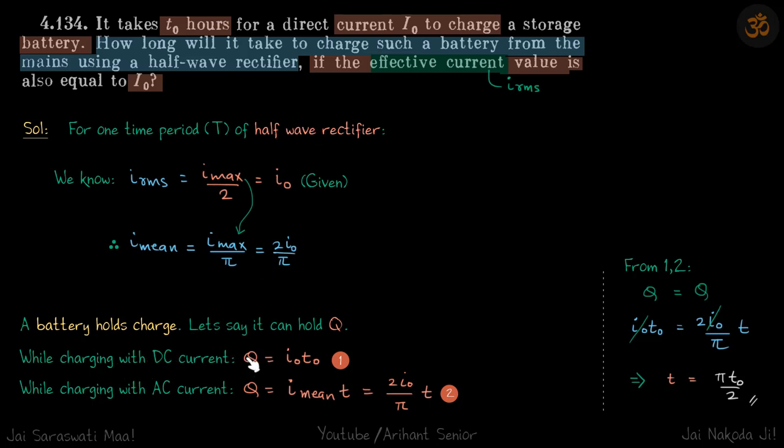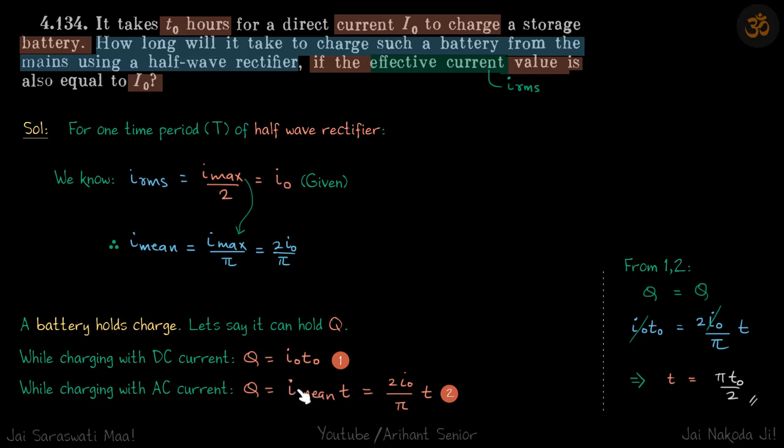So now let's see the charge Q. Let's say the charge Q with DC current is charged in T0 time. So Q is equal to I0 T0 when charging with DC. And when charging with AC also, the final charge is Q. So that will be I average into T time. And this is what we need to find: in how much time it can be charged with AC current.